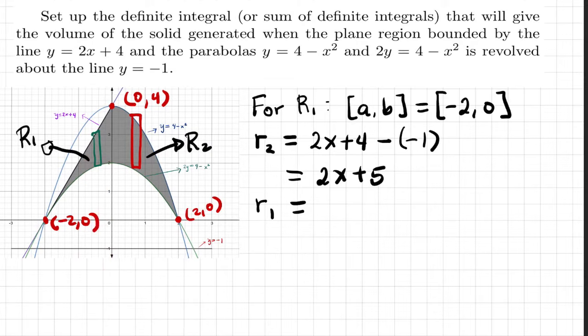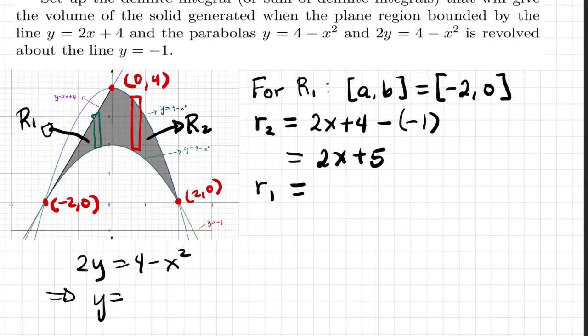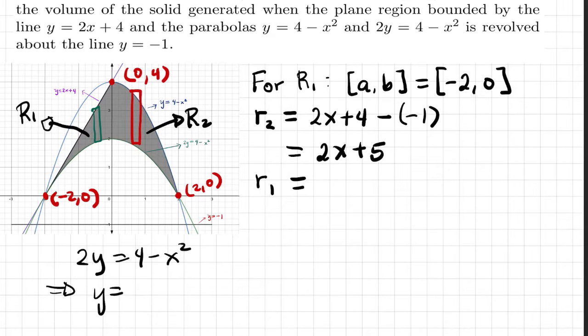revolution. But take note, ang near tip natin ay yung parabola na 2y equal to 4 minus x squared. Since these are vertical rectangles, dapat everything must be in terms of x. Okay? So we have to rewrite this in terms of x. So how do you rewrite 2y equal to 4 minus x squared in terms of x only? So divide both sides of the equation by 2. So you get y equal to 4 minus x squared all over 2.